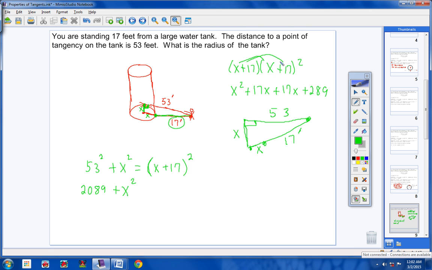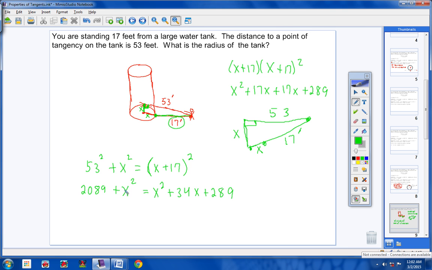Let me go over that again, okay? You take your x and you multiply it through. X times x, x squared. X times 17, 17x. Then you take your 17 and multiply it through. 17 times x is 17x. 17 times 17 is 289. Okay? Now, if we combine our like terms, we have an x term here and an x term here. So really what I have is x squared plus 34x plus 289.